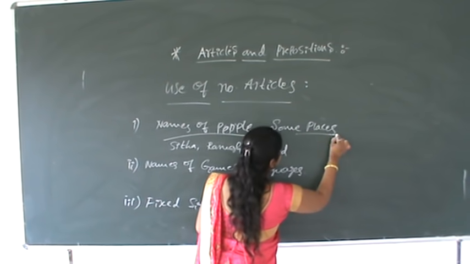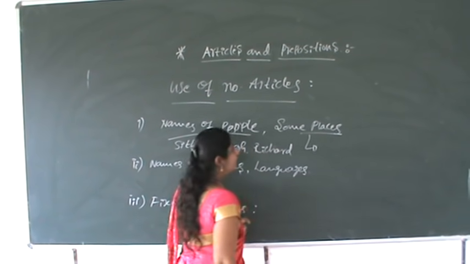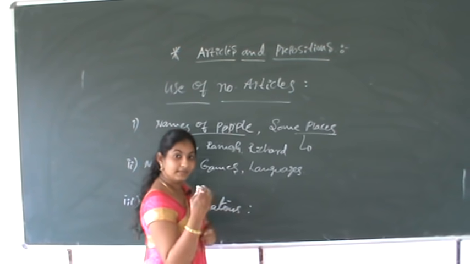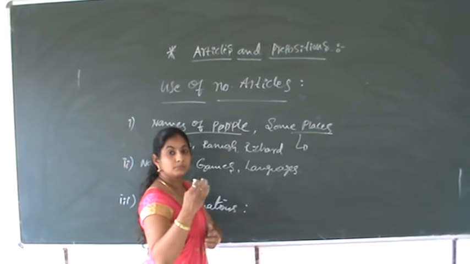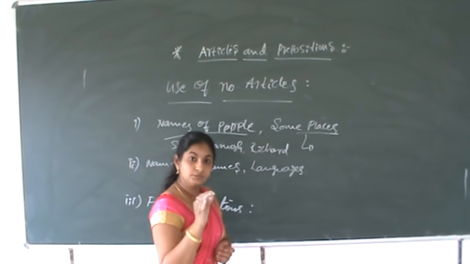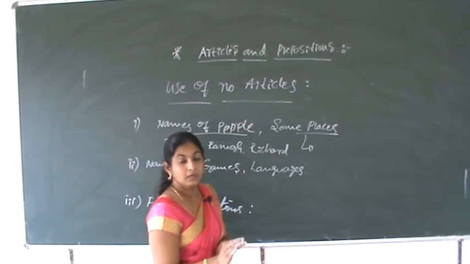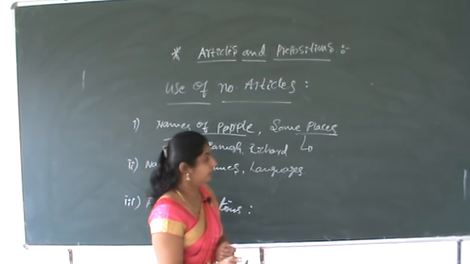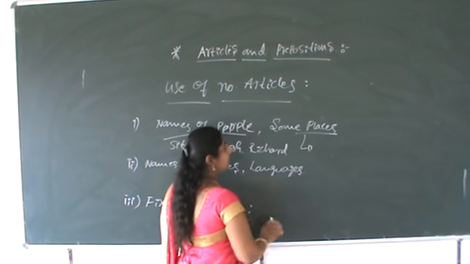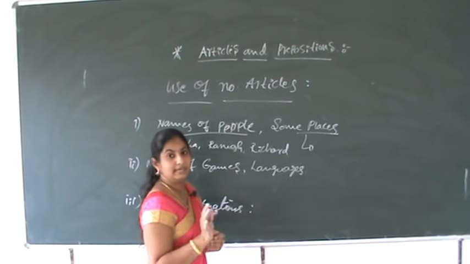And some of the places. Before the names of places, for example, and there are some exceptions too. And before some of the places, we are going to use the definite article called the. Okay, that we will see later. But here, before some of the places, we are not going to use any article.